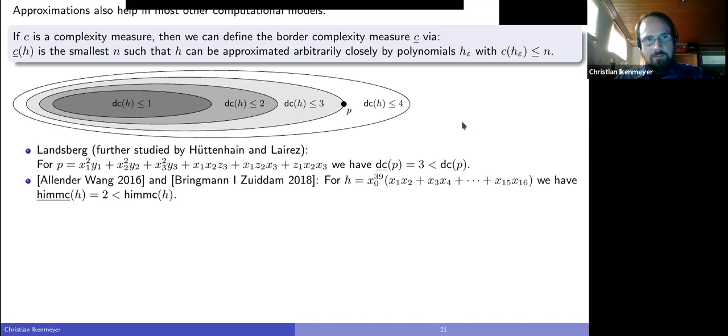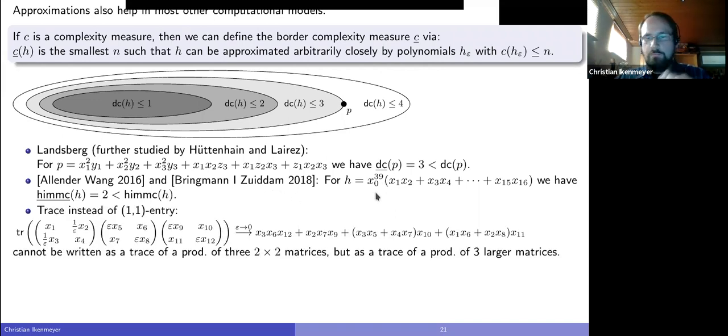But here's another example where this polynomial is a degree 41 polynomial in 17 variables. We know from 2 papers, if you put these together, that the HIMMC bar, so the border homogeneous IMM complexity is 2, but the HIMMC of the polynomial is bigger than 2.